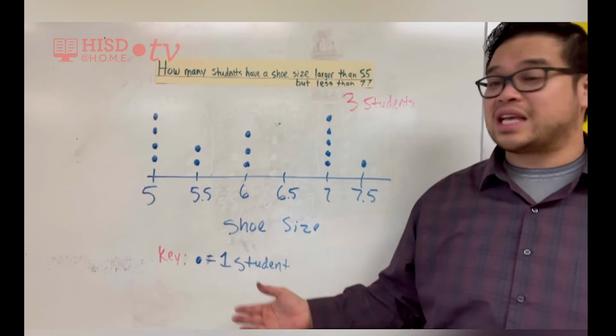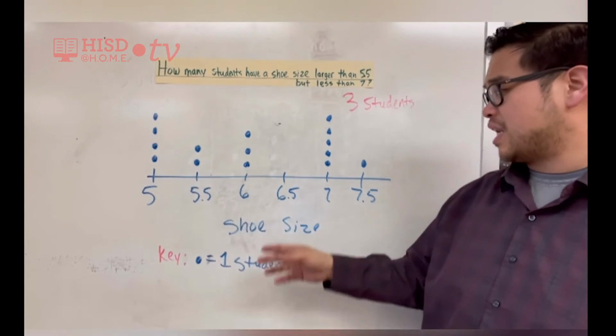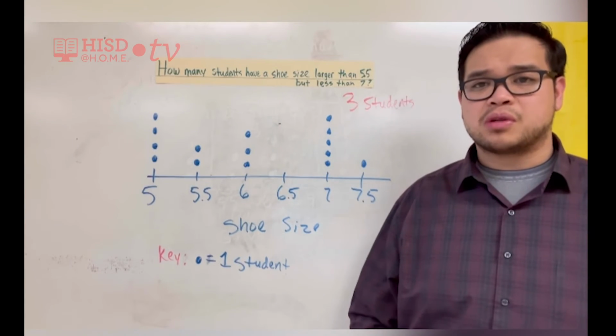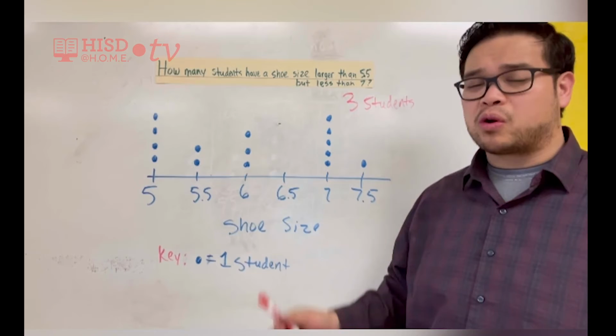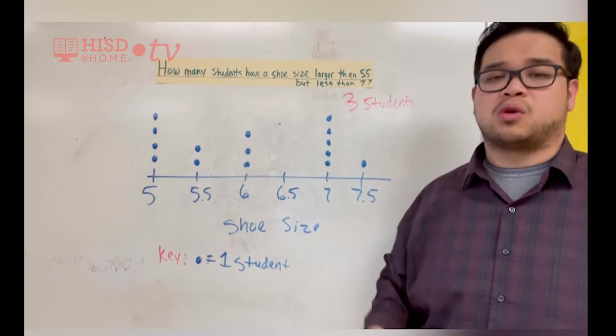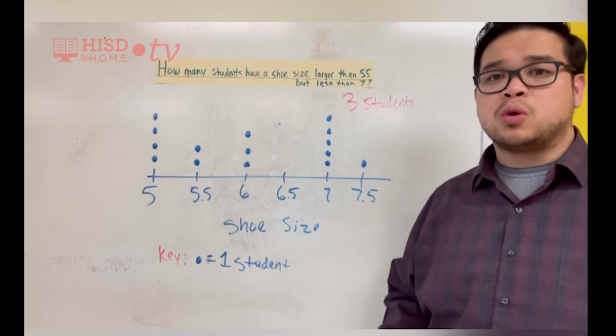I could mistakenly count the 2 dots here for 5.5 and not realize it, or I could accidentally count these 5 dots here and not realize it. So that's just something to help us keep our work organized and make sure that we're focused on a certain area based on what the question is asking. So again, let's go ahead and move on to the next question.